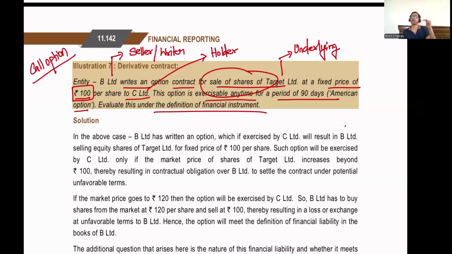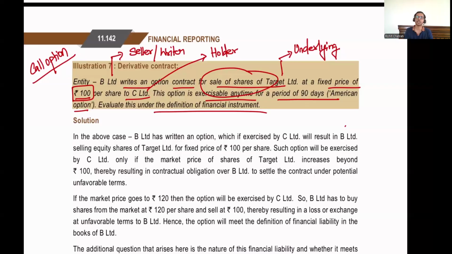As the share price of Target Limited keeps moving up and down, the value of this contract should also keep fluctuating. And we actually saw it via the examples that we did earlier, that as the underlying share price changes, the value of the option contract also changes.